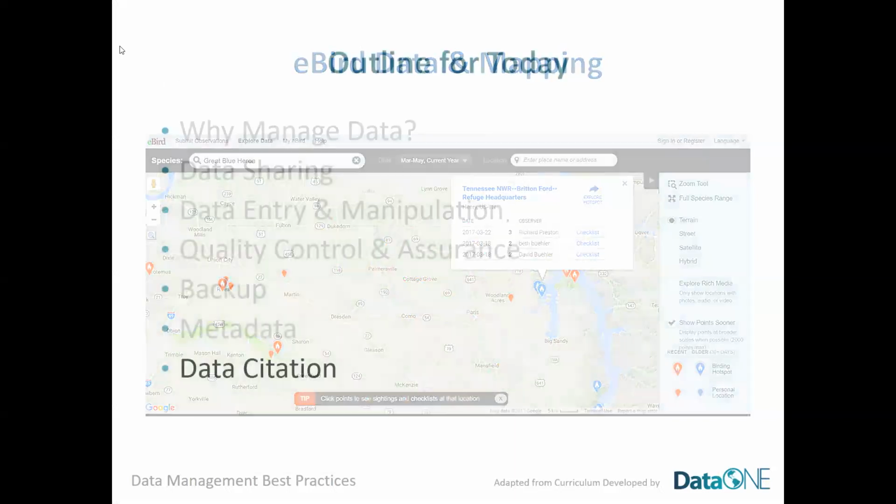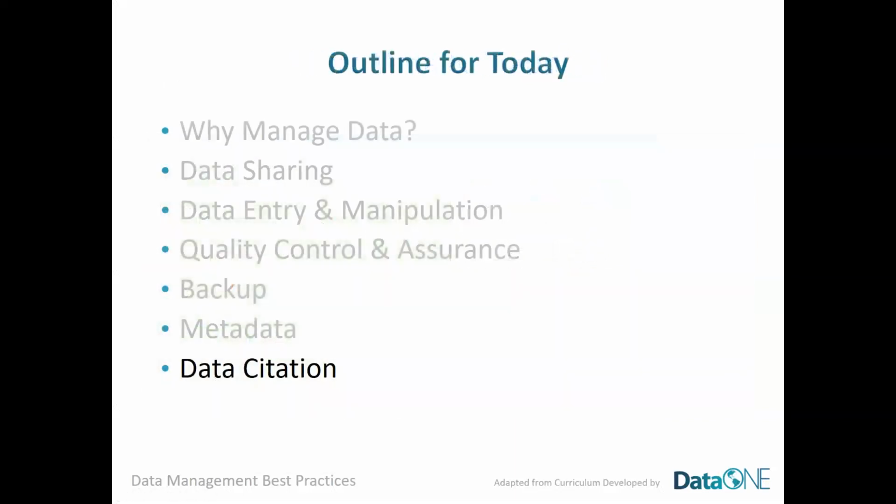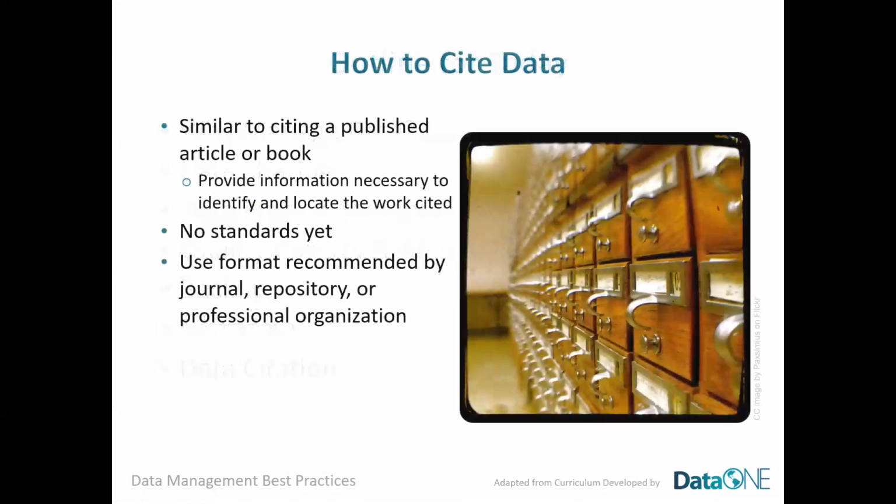Okay, the last section I want to talk about briefly is data citation. Similar to citing a published book or an article within your research, you would also want to cite any data sets that you reuse within that research. You want to provide any and all information that's necessary to identify that data set and locate where that data can be found. Right now, there are no defined standards.